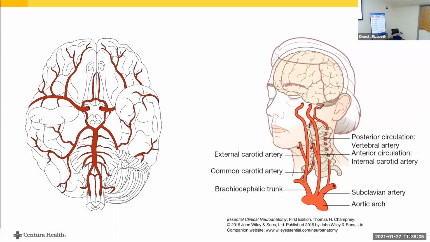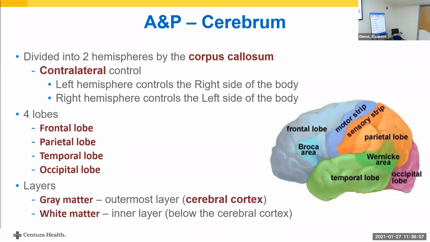Now let me get back to my other one. So you have two hemispheres, your right and left hemisphere of your brain. And on your left hemisphere, it controls the right side of your body. Your right hemisphere controls the left side of your body.